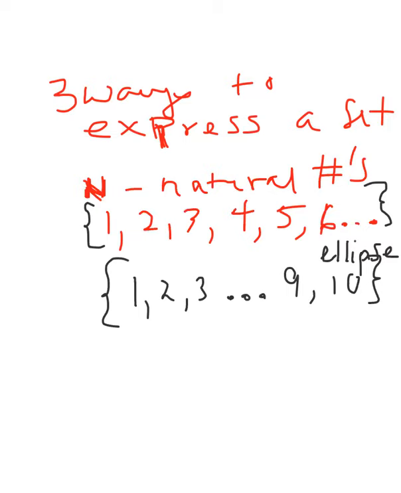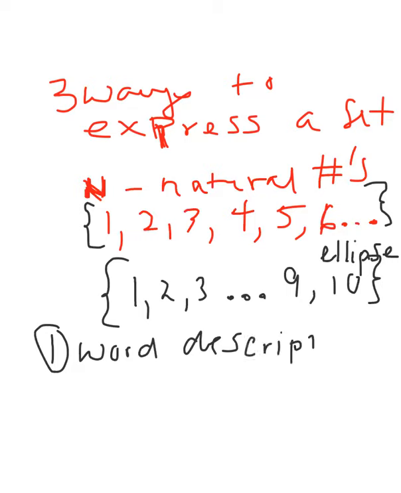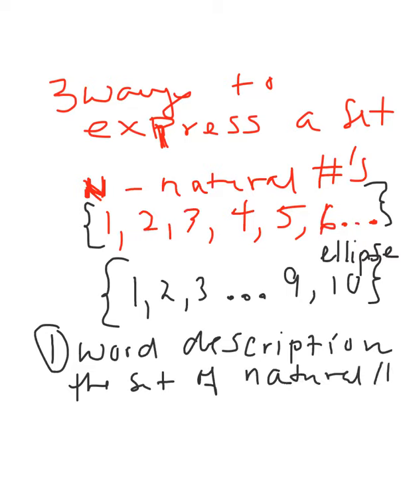All right, so there are 3 ways to express a set. Number 1, you can use a word description. For example, earlier I mentioned the set of even numbers less than 10. Here, let me write this down for you: the set of natural numbers less than 10. So that's one way to describe a set.